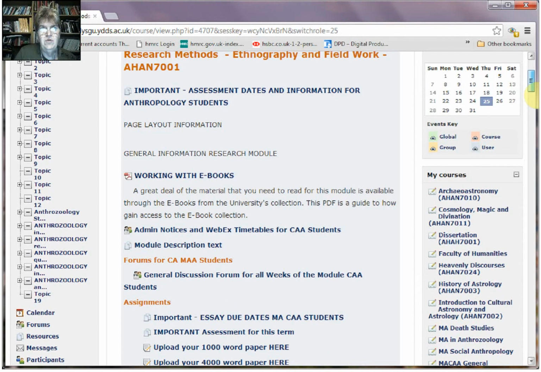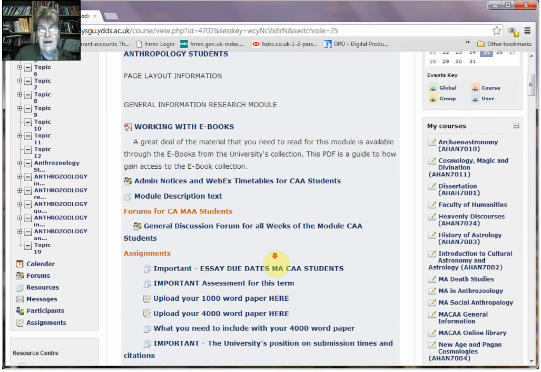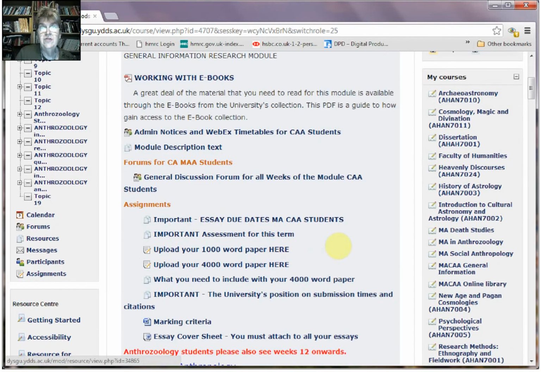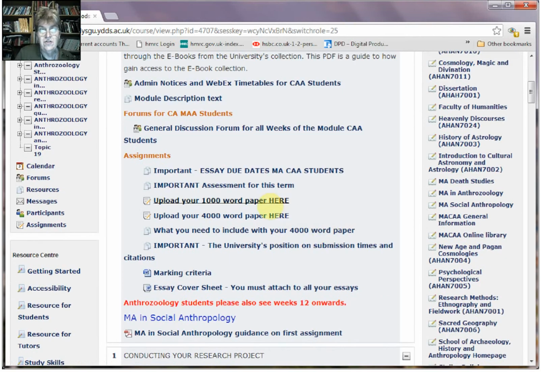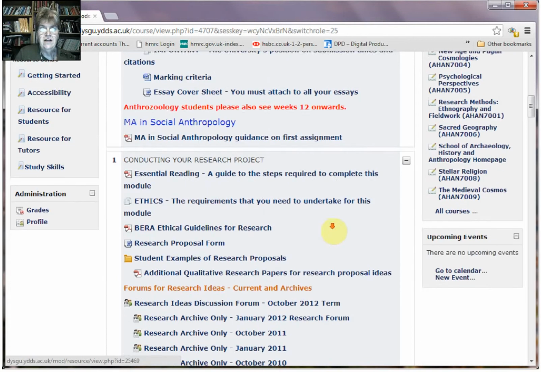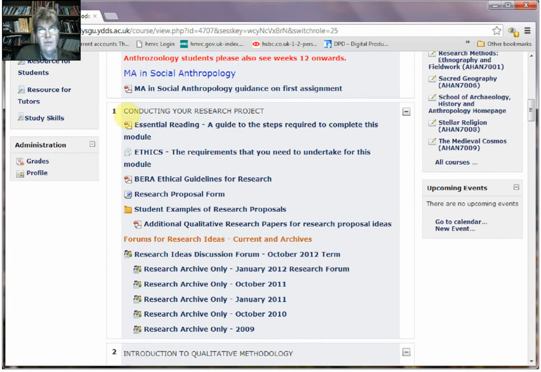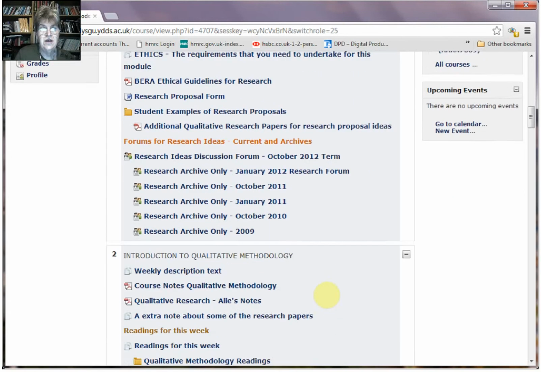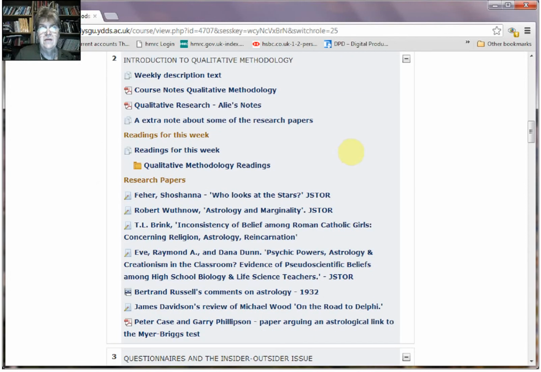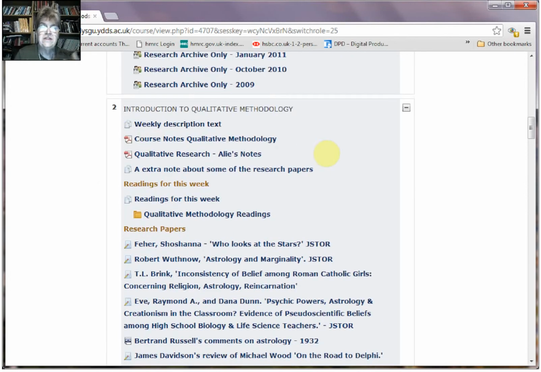The first part of the Moodle page is a general introduction to the subject, giving you information about working with ebooks, talking about forums, where you upload your essays, etc. So this is all very important. But if we sail on, the first topic, number one, is a most important topic which I'll talk more about in another little webcam, which is actually just what you need to do to complete this module, how to conduct your piece of research.